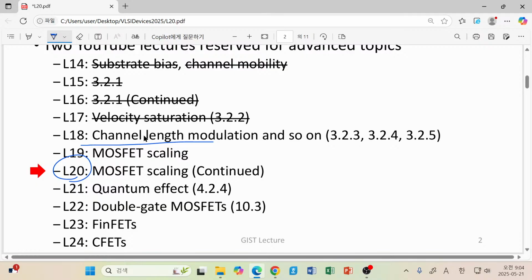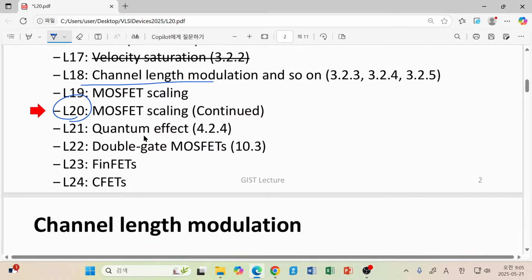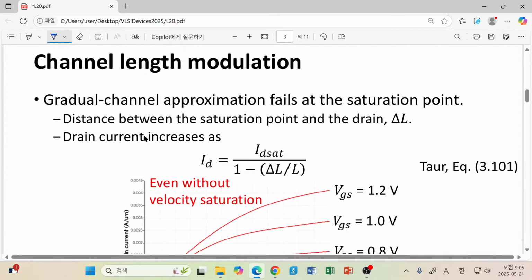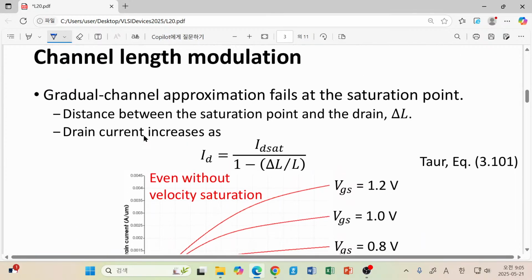I think that actually up to today we can cover most of the contents related to the device physics itself. After that, we will move to how we can optimize our device using the known knowledge. So, well, a little bit different scope for our semester. Well, the first slide is for channel length modulation.